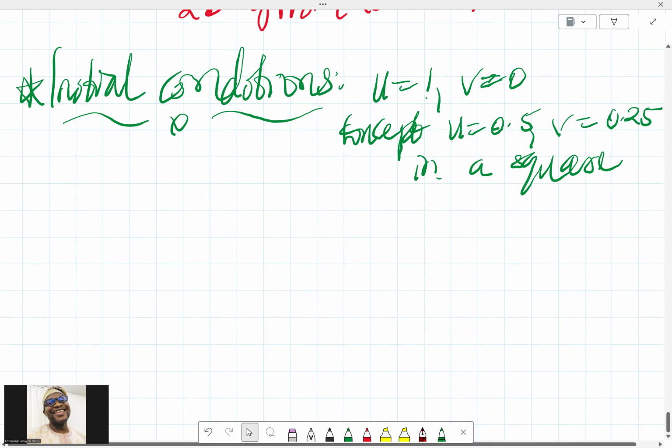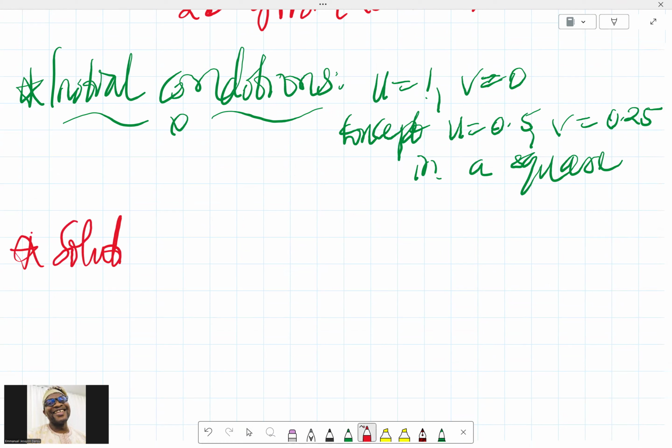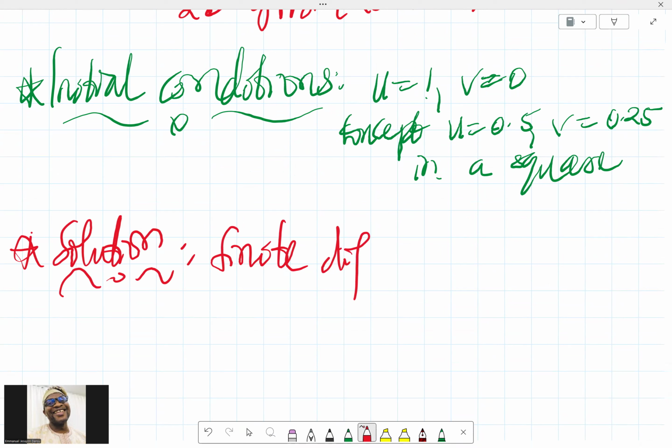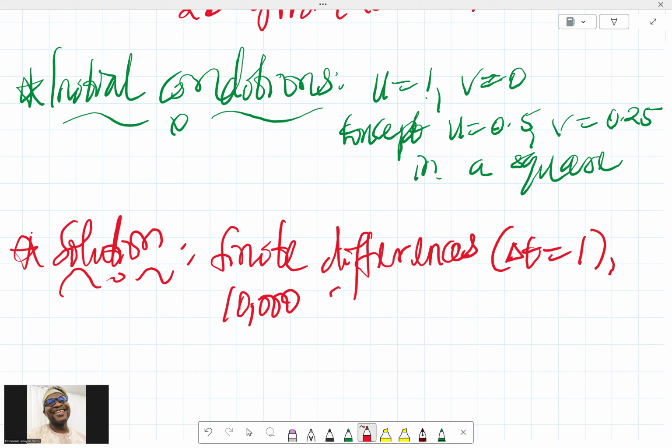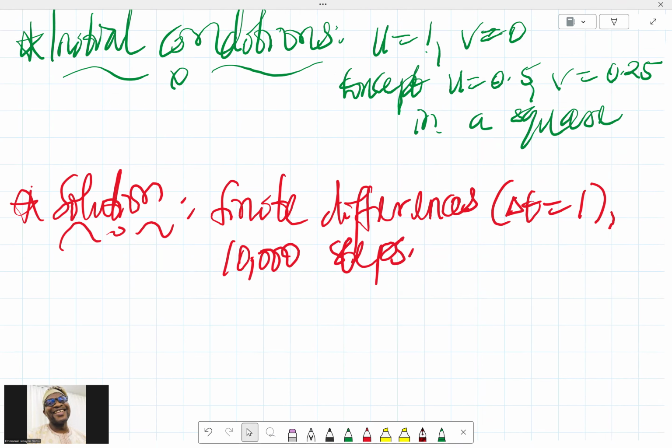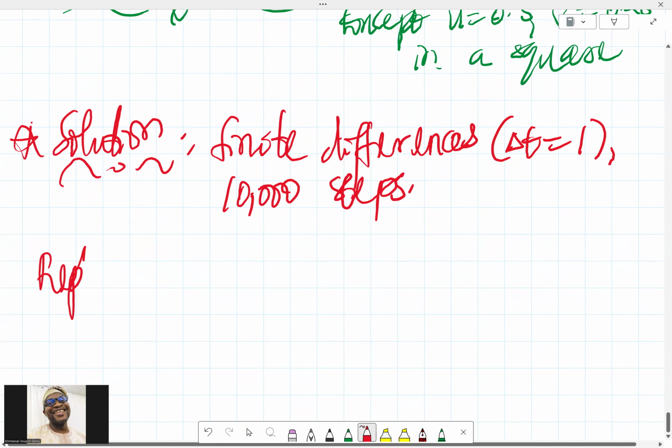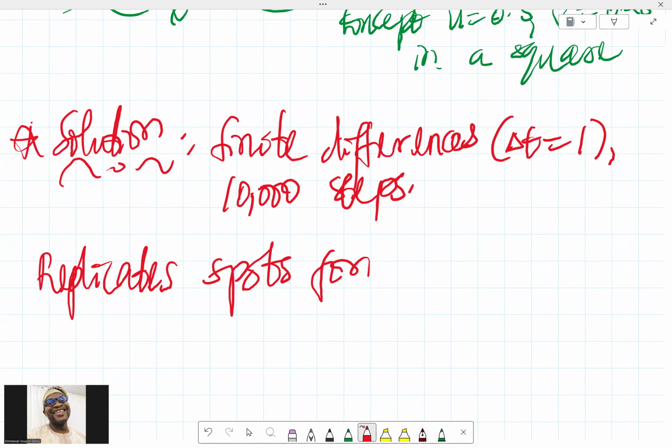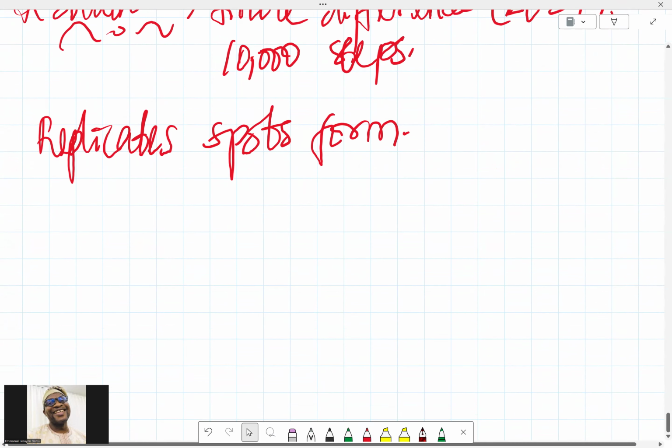Okay. So the solution here, to get the solution, you can use finite differences with delta t equals 1 in 10,000 steps. So this actually replicates the form. Okay, I'm going to show a Python code on this particular one as an example of all the others.